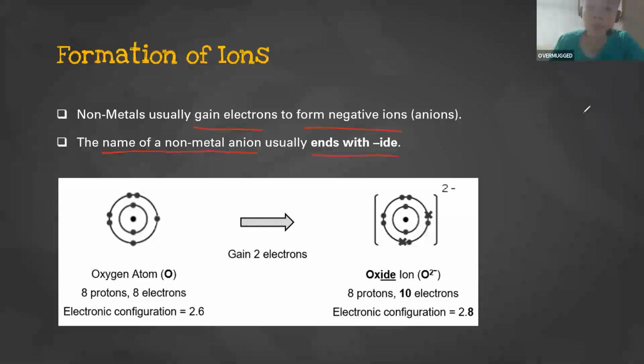So let's observe this oxygen atom over here. Electrically neutral, so 8 protons, 8 electrons. Electronic configuration is 2, 6. So how can it obtain stable electronic configuration? It needs 2 more electrons. After gaining 2 electrons, or 2 negative charge, it will have a charge of 2 minus. And the new electronic configuration now is 2, 8. Now it has attained stable electronic configuration.